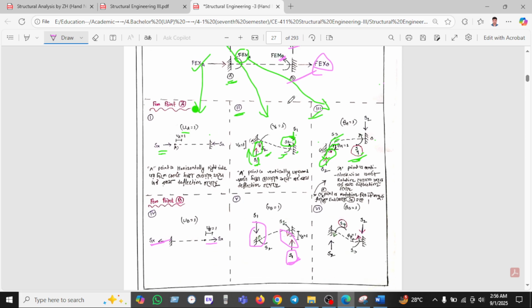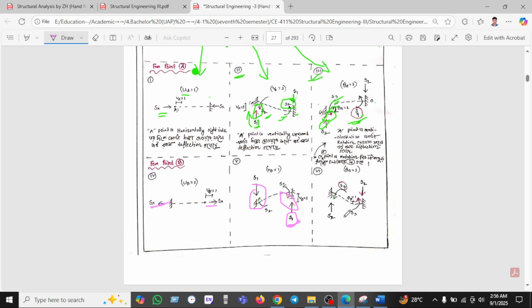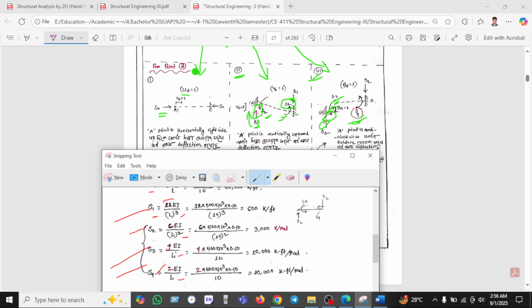Now you can see the rotation or torsion. We are taking the rotation anti-clockwise. If the member is rotating here, then the sagging point is S3, and S2 will be opposite, and S4 at the opposite point. Here is S4, and S2 will be opposite at the same point. The values are shown here: S1 is 12EI by L cube, S2 is 6EI by L square, S3 equals 4EI by L, and S4 equals 2EI by L. These values remain the same.